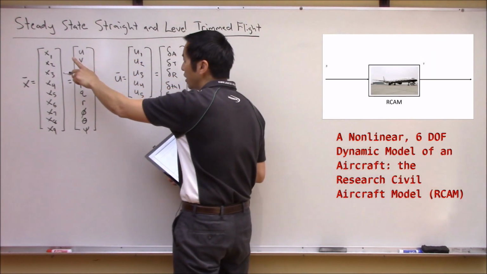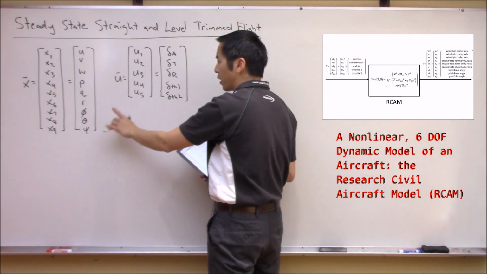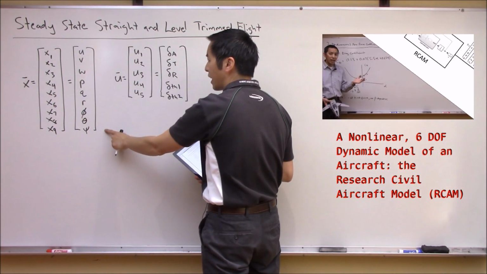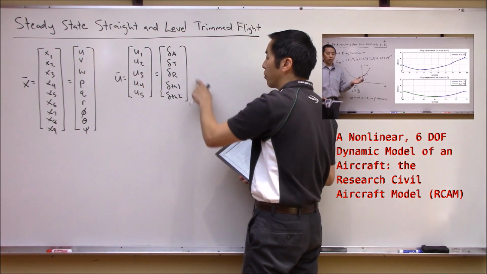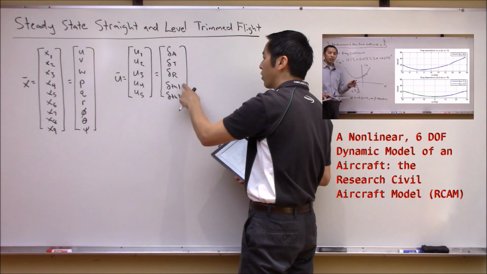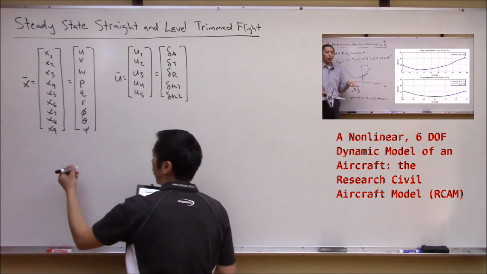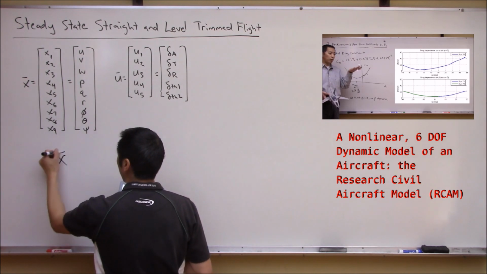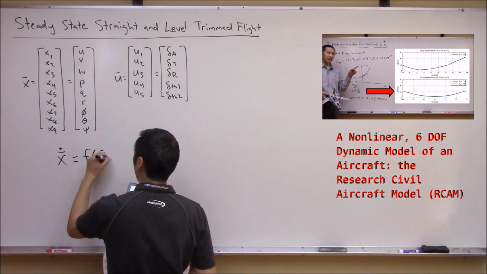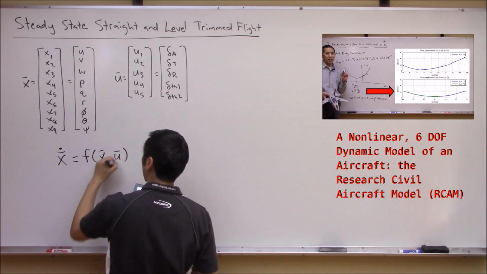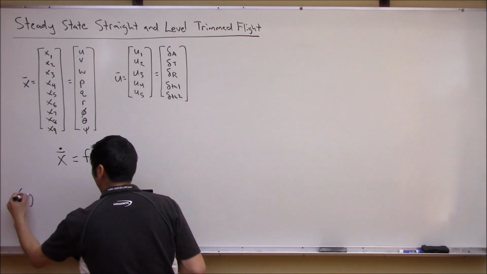We want to find a condition for steady state, straight and level trim flight. To refresh your memory, with our RCAM model we had 9 states: U, V, W, P, Q, R, and phi, theta, psi, and we had 5 control inputs: the aileron, the tail, the rudder, and 2 engines. The equations of motion for this RCAM model that we developed in our previous discussion fit our nice form of x dot is equal to f of x u.